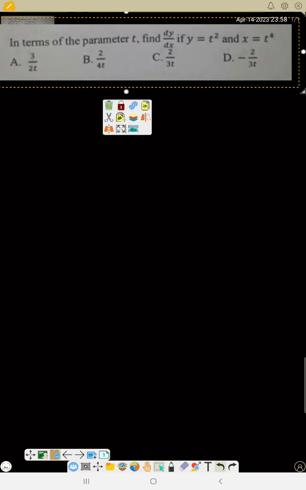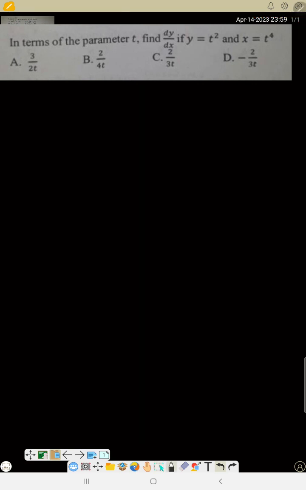So number 5. We have, in terms of the parameter t, find dy/dx. So we have y is equal to t square, and x is equal to t raised to power 4.